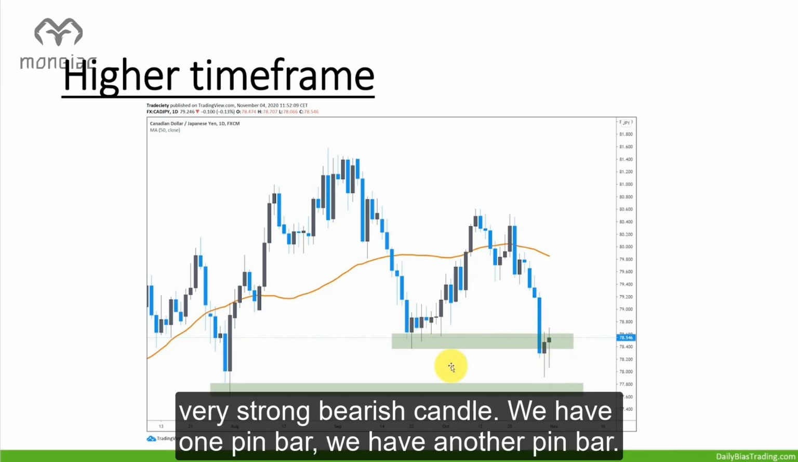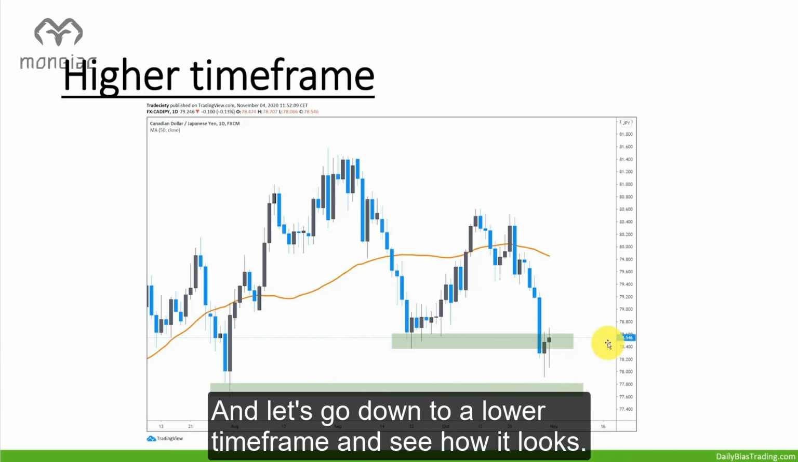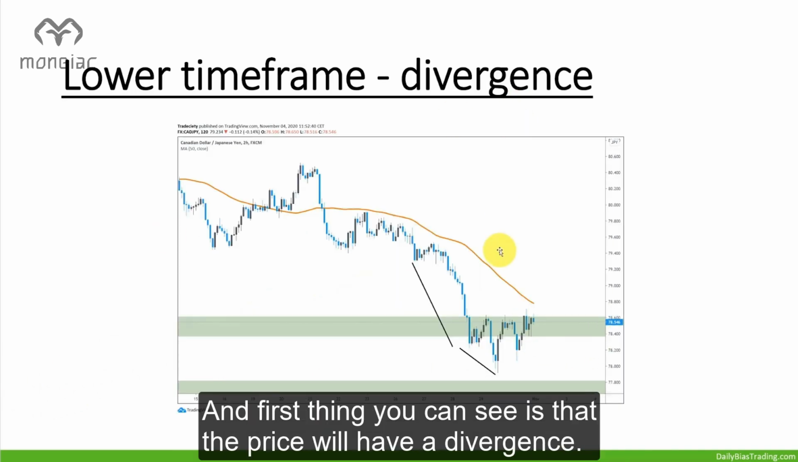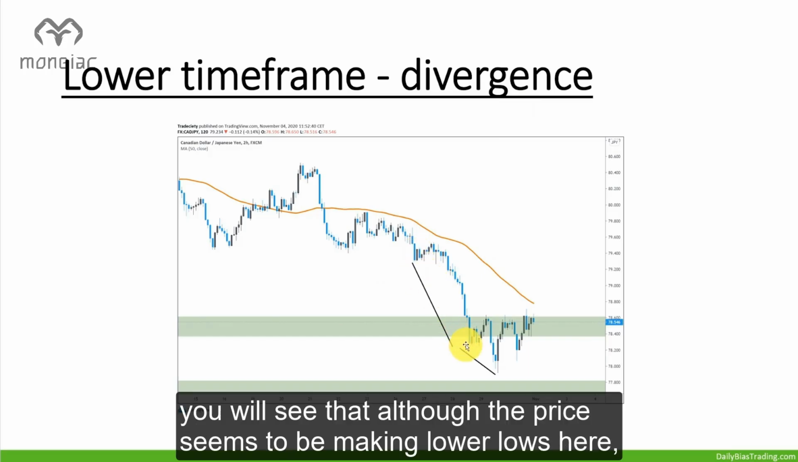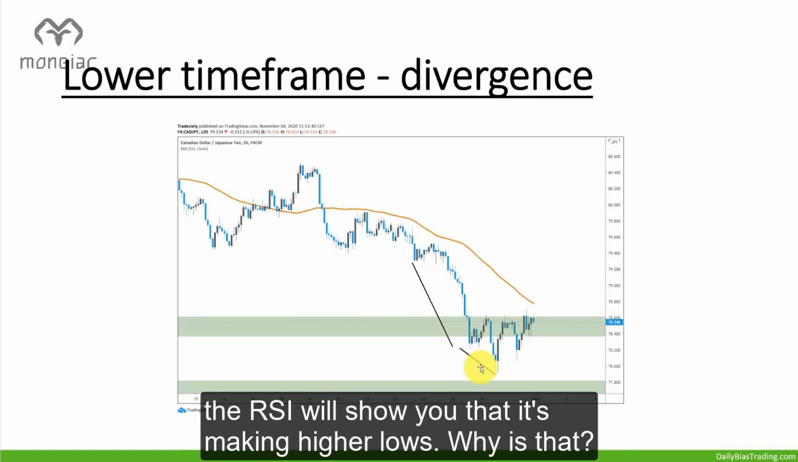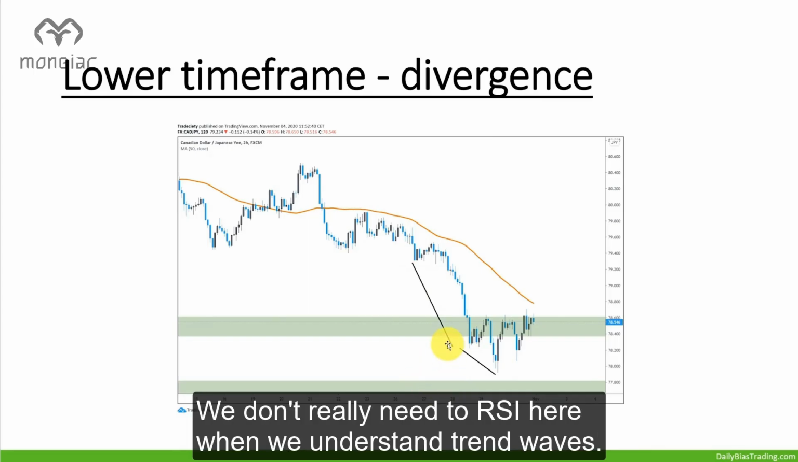We have one pin bar, we have another pin bar, and let's go down to the lower time frame and see how it looks. The first thing you can see is that the price will have a divergence. If you use an RSI indicator, you will see that although the price seems to be making lower lows here, the RSI will show you that it's making higher lows. Why is that? We don't really need the RSI here when we understand trend waves.